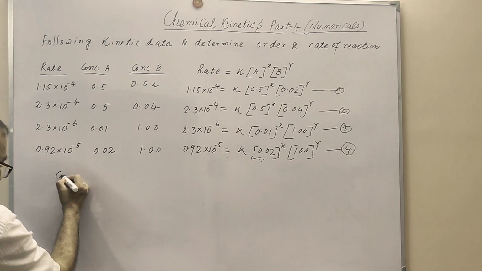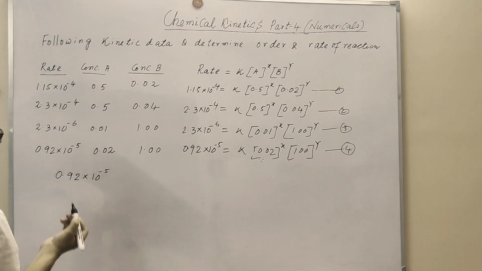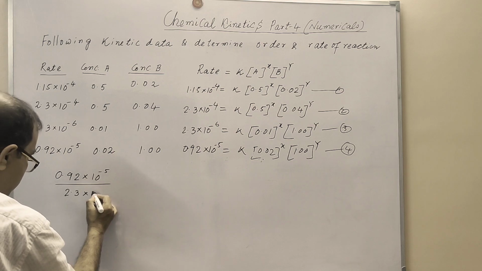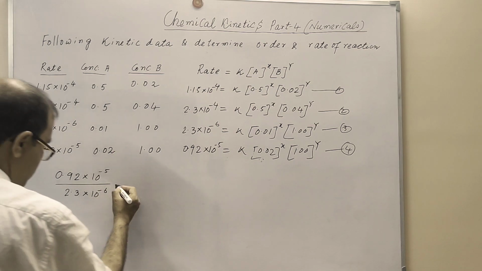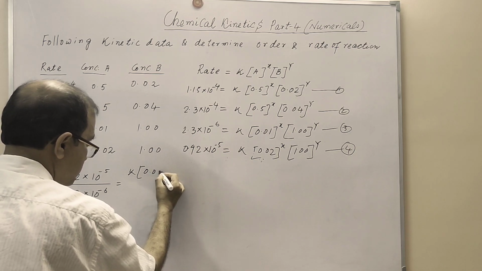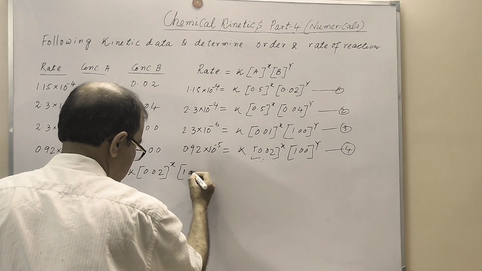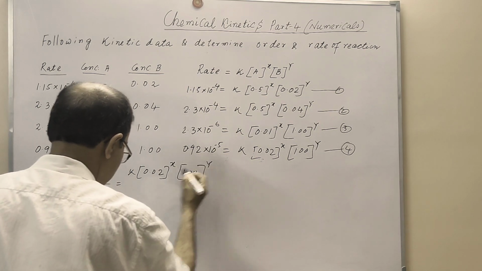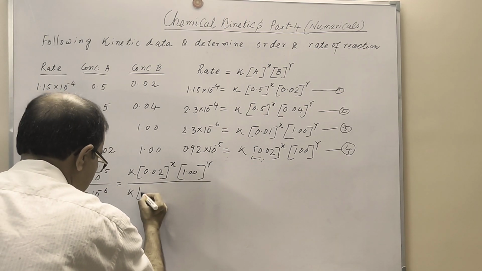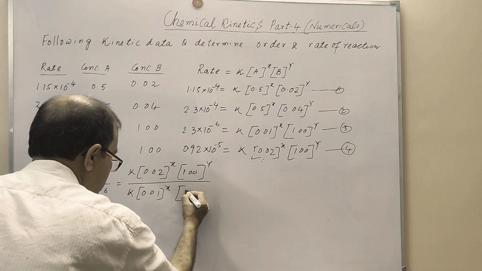Now we can write 0.92 into 10 to the minus 5 divided by 2.3 into 10 to the minus 6 is equal to 8 into 0.02 to the power x into 1, k into 0.01 to the power x into 1.